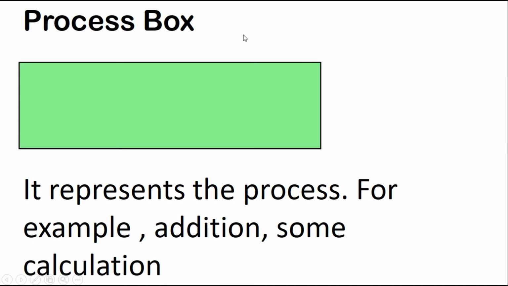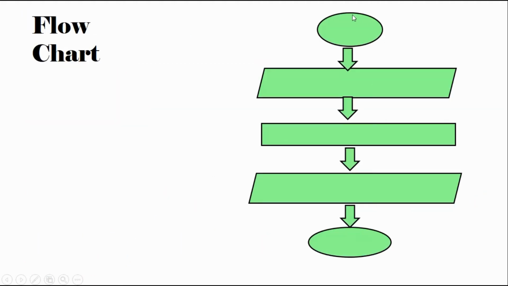And then we have the process box. It represents the process, for example addition, sum and calculation. So before, if you think back, we talked about input and output, and whatever we put in is the input, and whatever we get back is the output, and whatever happens is the process. So here we have the same methodology. Here we are going to start, and here we're going to end, and here is going to be the input, and here is going to be the output, and in the middle that's going to be the process.